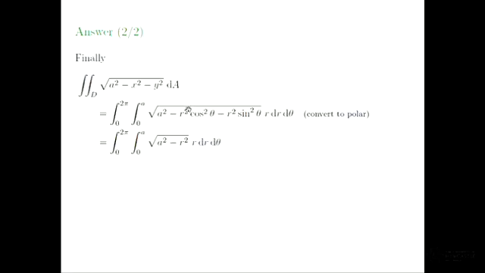Okay, so I converted to polar. I changed my region here. The cos squared and sine squared, they cancel to 1. So now I'm left with the square root of a squared minus r squared, r dr d theta. What's our strategy here now to integrate this?